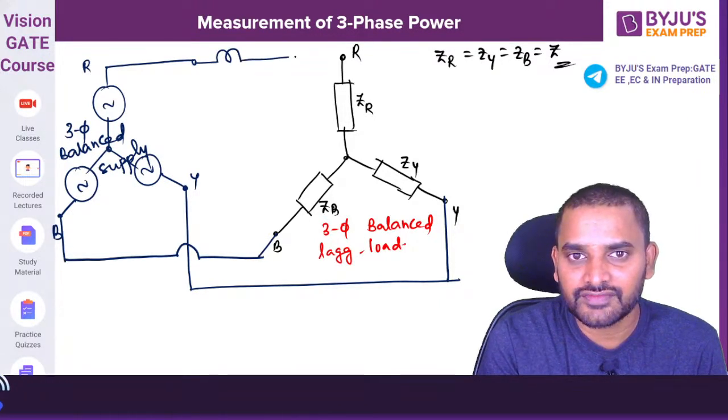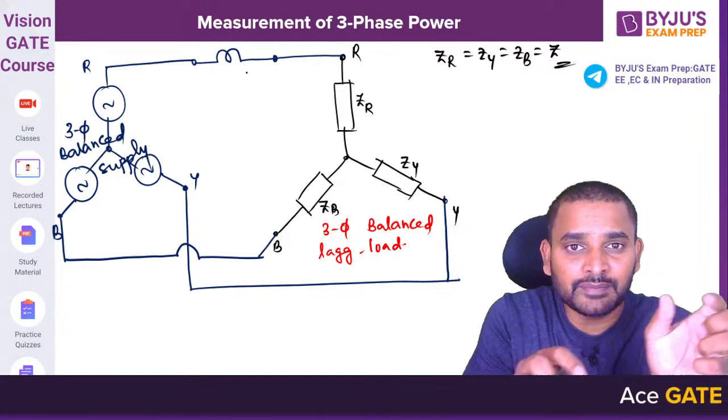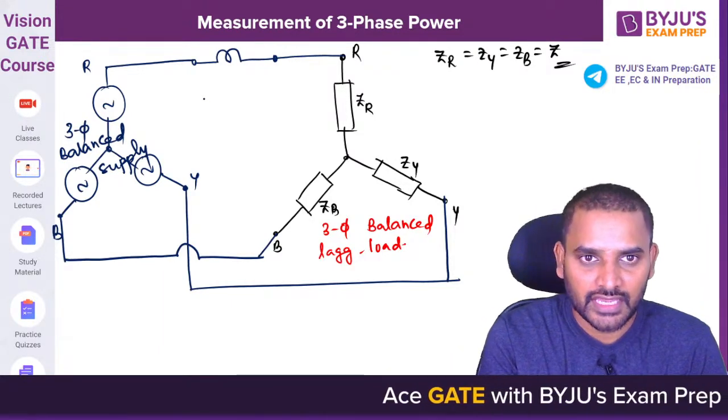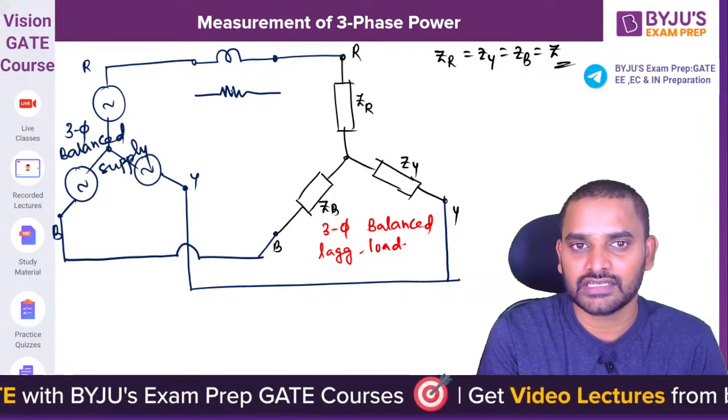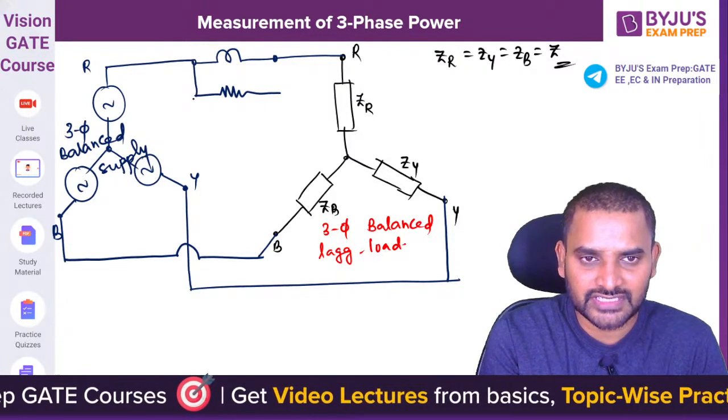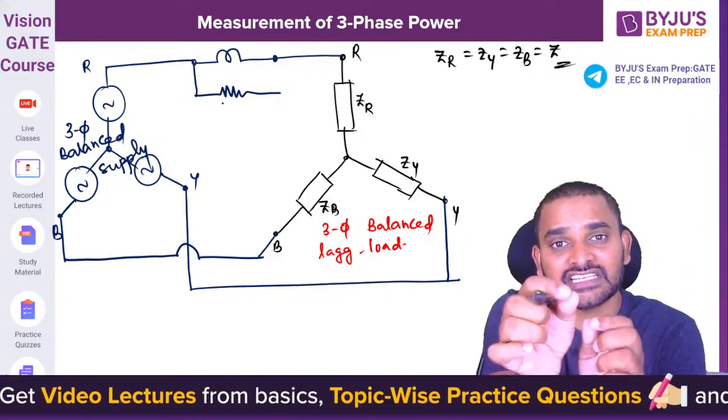To measure the R phase current, I'm keeping a current coil in the R phase. And to measure the voltage across R phase, I'm keeping a pressure coil in the R phase. So it is like MC short. Now where should this finishing terminal be connected to?